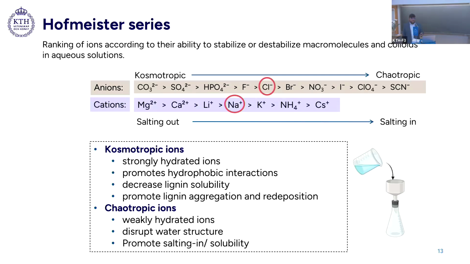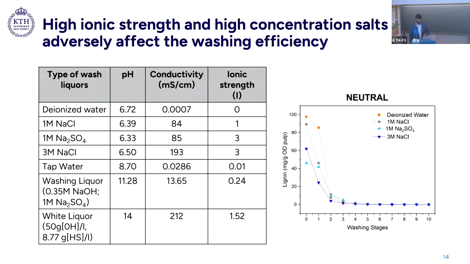I'm introducing this as the base for selecting the wash liquors, which were based on the Hofmeister series as well as industrial relevance. When we look into the table here, these are the types of wash liquors which were used in the study with the parameters mentioned. Deionized water and other electrolytes were considered neutral. And then for the alkaline ones, tap water, washing liquor, and then white liquor were used.